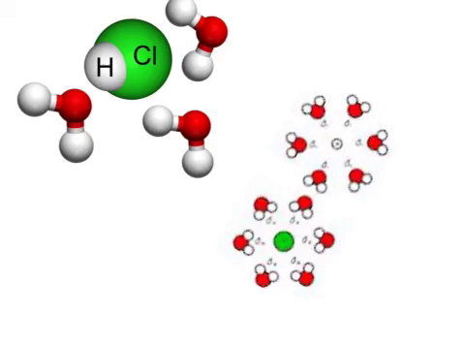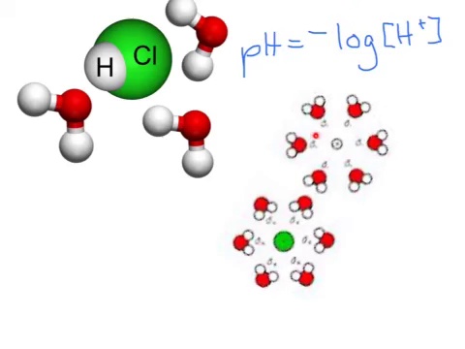Any substance that increases the hydrogen ion concentration of a solution is known as an acid. If you recall, pH is calculated by taking the negative log of the hydrogen ion concentration. So the more hydrogen ions you have in solution, the lower the pH is going to be, and the more acidic the solution is going to be.